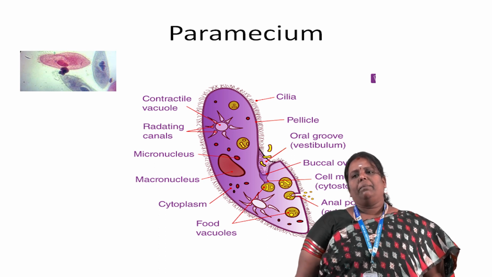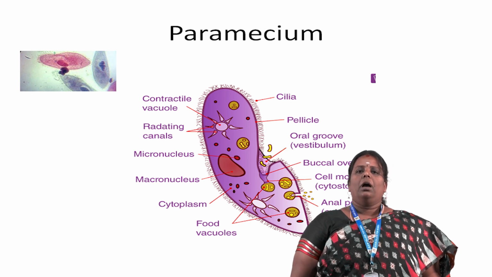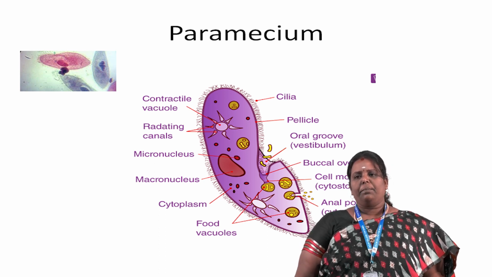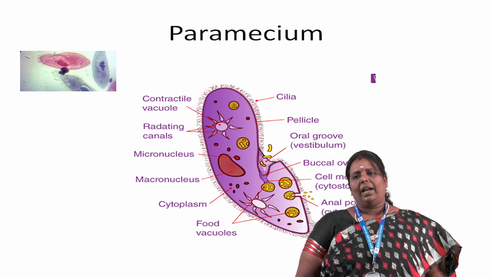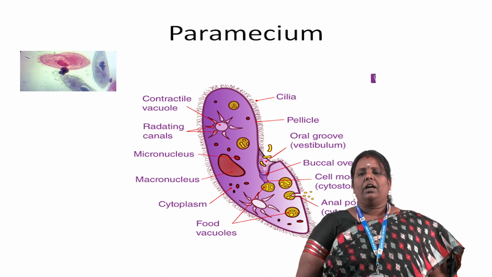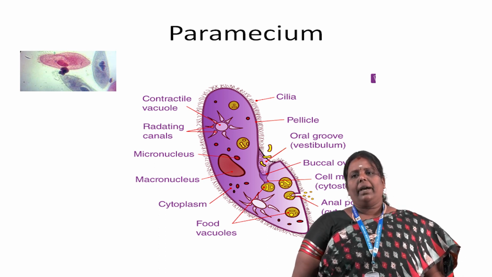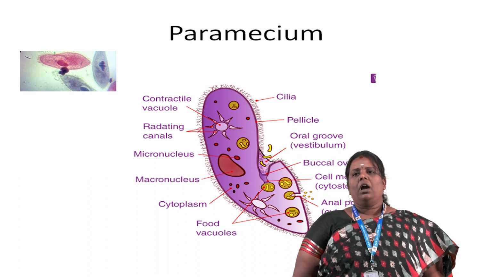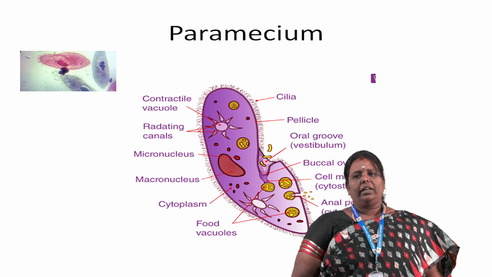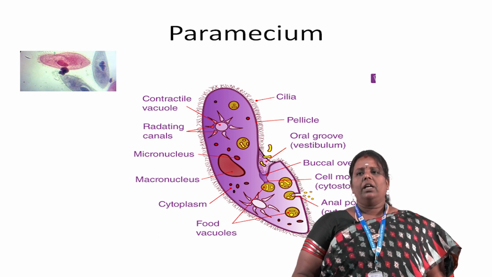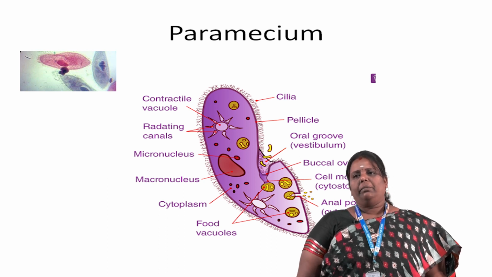What is the difference between macro and micronucleus? You know very well: macro means large size, micro means small size. Why is it important? During binary fission reproduction, the nucleus elongates, divides, and gives rise to another animal. That is the macronucleus and the micronucleus. The radiating canal is also important, and another one is the contractile vacuole. It acts as one of the organs in the body. This is the external structure of Paramecium.